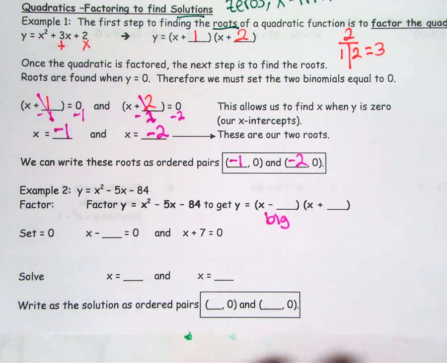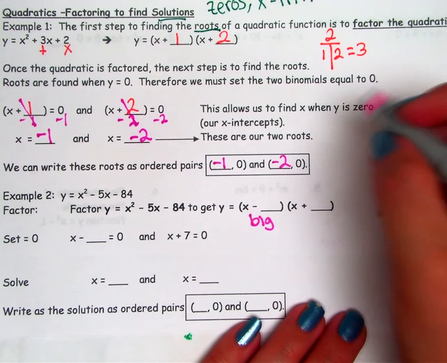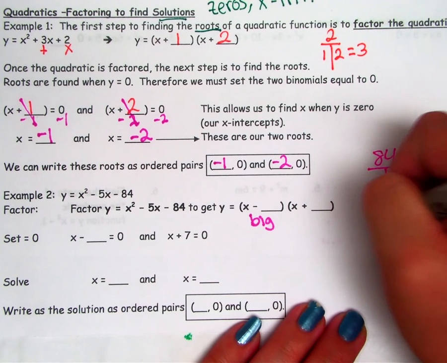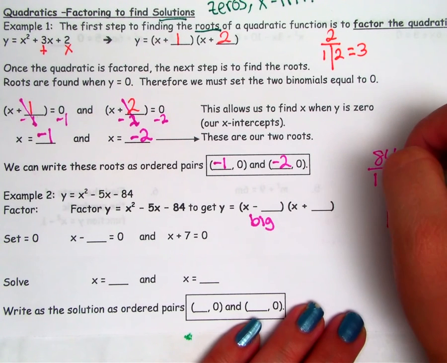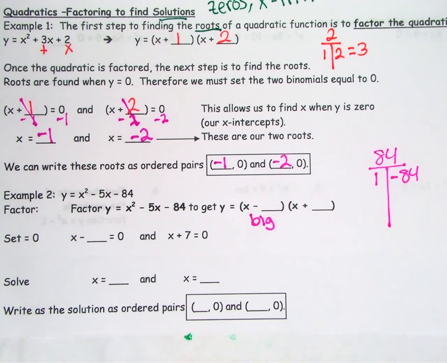Okay, ready? So, we're going to start. I'm going to scoot this paper over a little quick. There we go. 84, we have 1, and negative 84. Remember, the bigger number has to be the minus. Now, let's look at another one.